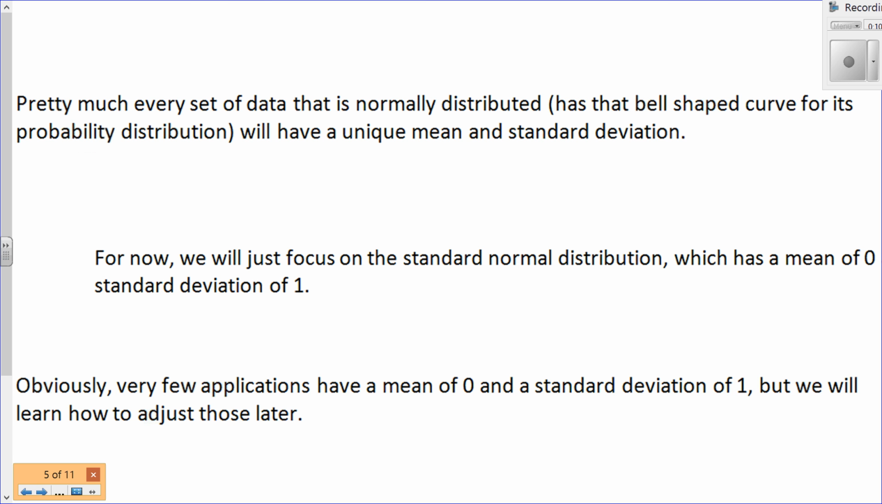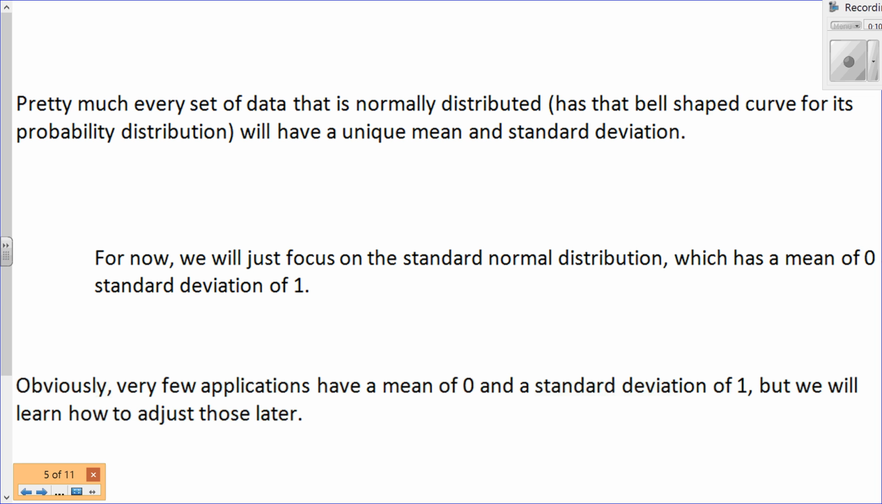Okay, so a little background again. Pretty much every set of data that's normally distributed will have a unique mean and standard deviation. So we were looking at an example that had a mean of 80 and a standard deviation of 5. There are other distributions that have a mean of 81 and a standard deviation of 4. There's an infinite number of possibilities here.